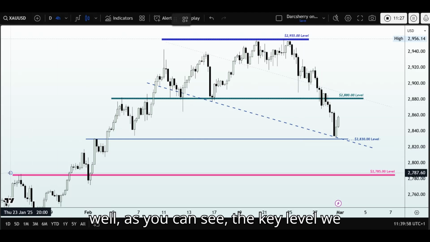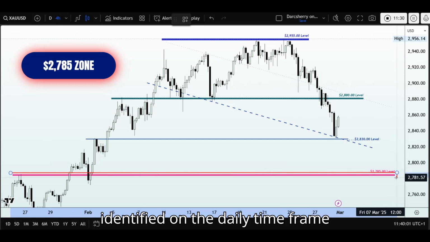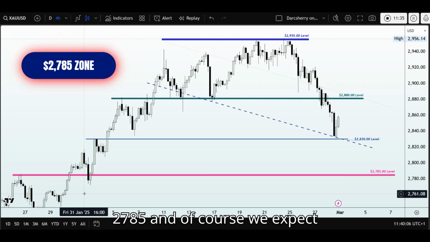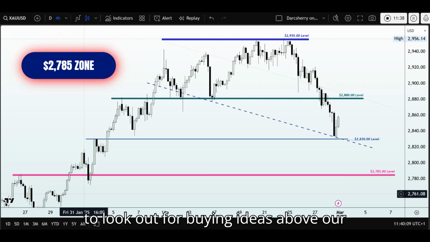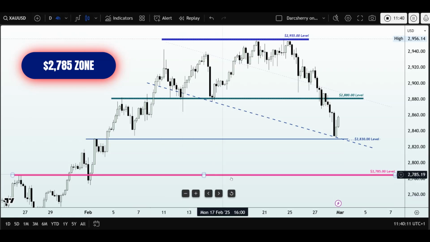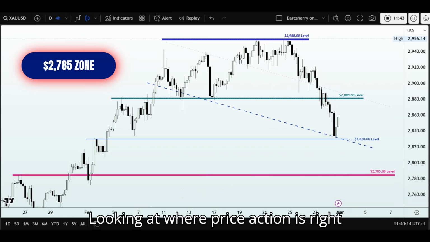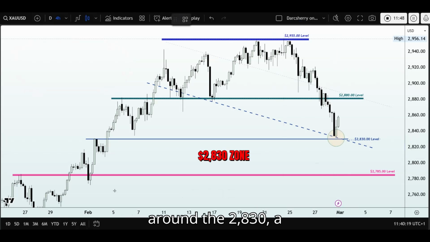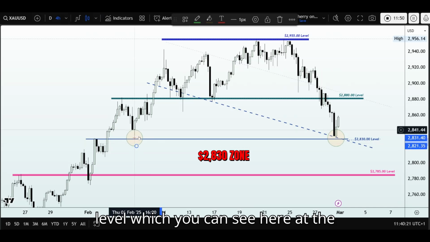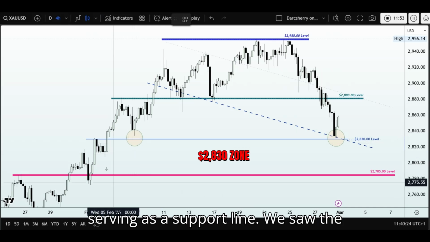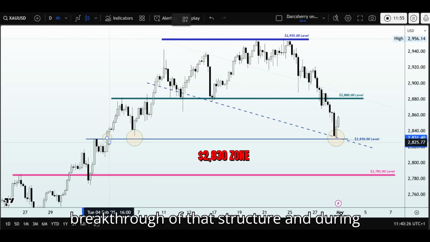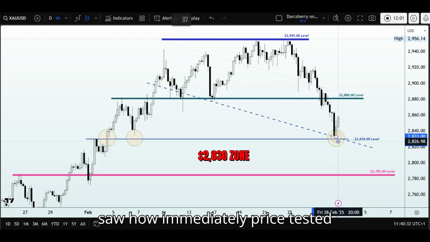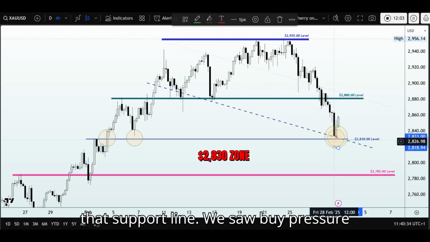Well, as you can see, the key level we identified on the daily time frame remains intact at the 2,785. And of course, we expect to look out for buying ideas above our key level. However, looking at where price action is right now, we can see price has found support around the 2,830, a level which you can see here at the beginning of the month of February, serving as a support line. We saw the breakthrough of that structure. And during the end of last week's trading session, we saw how immediately price tested that support line.